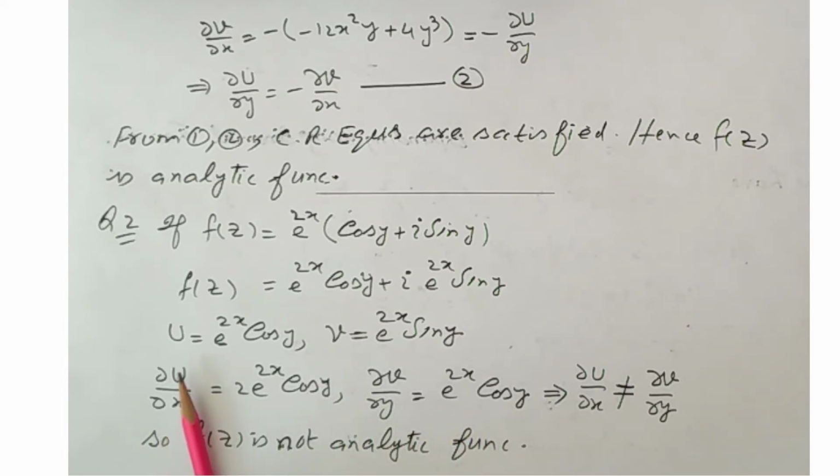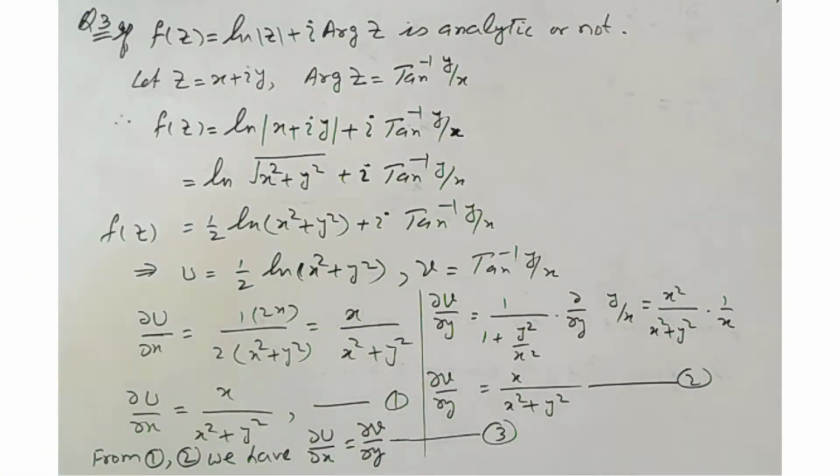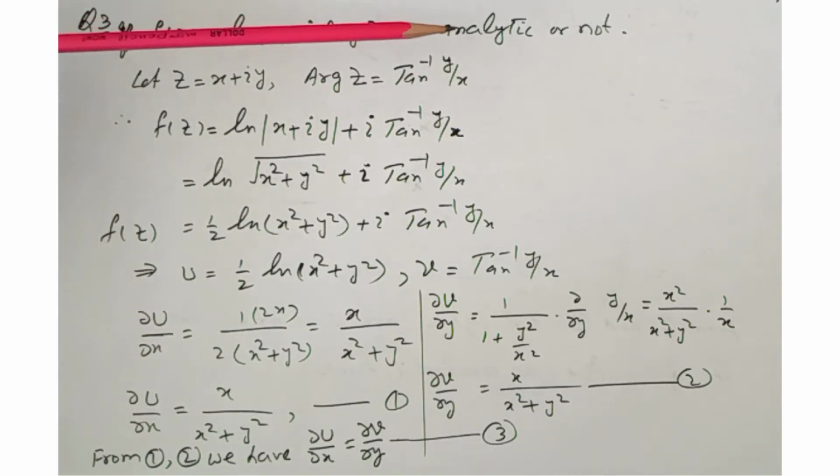Now we see here partial u over partial x equal to e^x cos y and partial v over partial y equal to e^x cos y. These values are not equal. So the Cauchy-Riemann equation is not satisfied. This implies the function is not an analytic function. Now question 3, if f of z equal to natural log of mod z plus i argument of z, is it analytic or not.